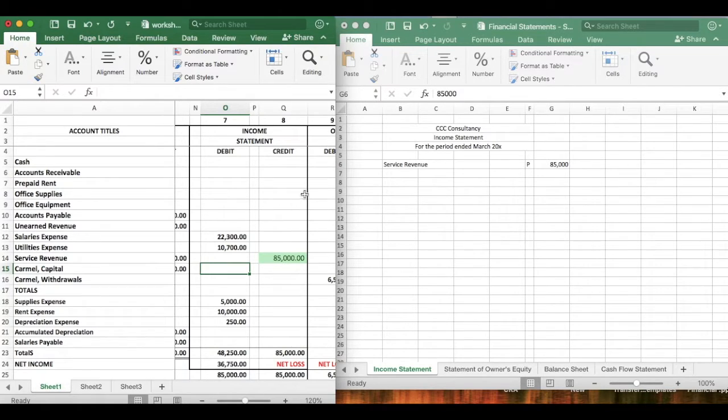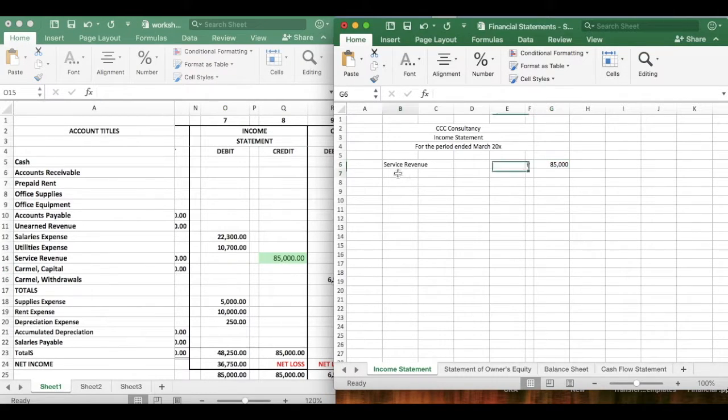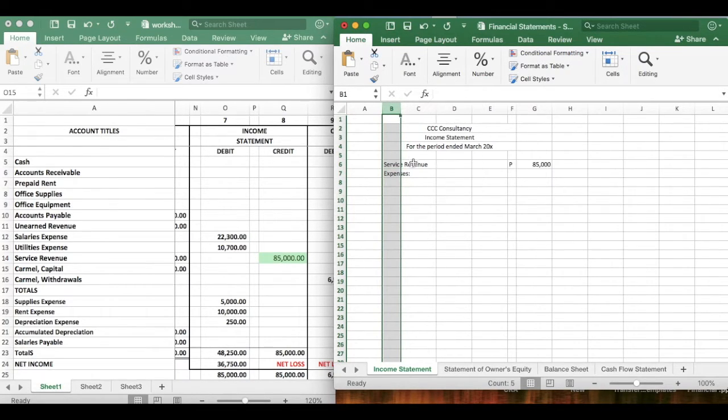Then after presenting all your revenue, all your income, you deduct all your expenses. So we have here service revenue, then we deduct. These are all expenses: salaries expense, utilities expense, supplies expense, rent expense, depreciation expense. That would be expenses under one column. Then we start writing below with the indentation. The purpose of the indentation is to indicate that all that are under here are expenses. So that would be salaries expense.